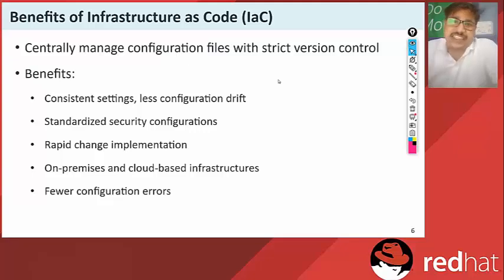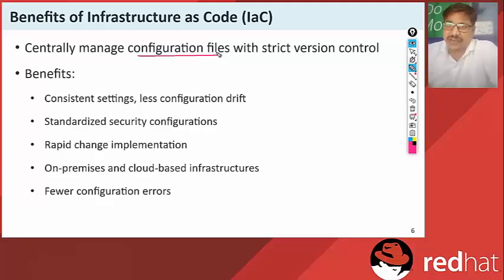So infrastructure as code has lots of benefits. One benefit is central configuration files. Central configuration file means you only have to make the change in a single file. And when you make the change in a single file, it will impact all of your systems, whatever systems are connected with the same repository. Another benefit is consistent settings and less configuration, standardized security configuration.